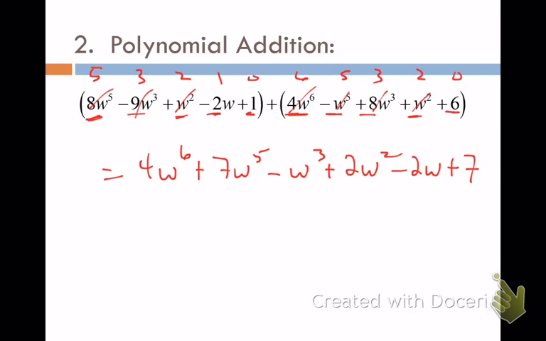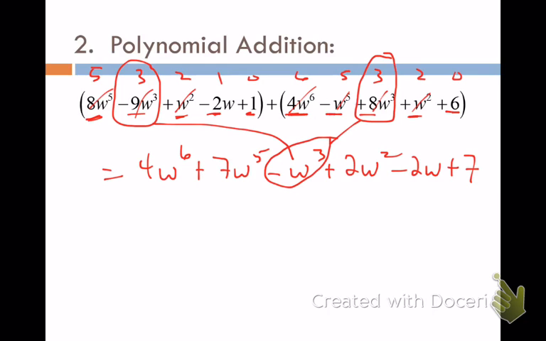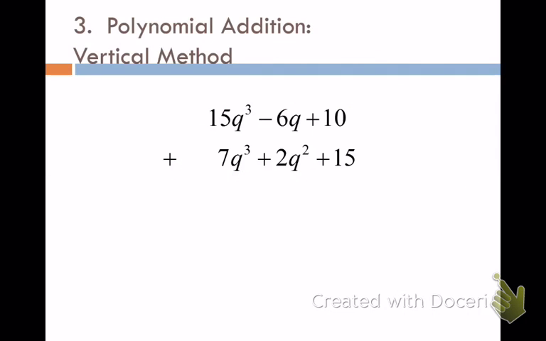Now, I want you to pay attention to the fact that when I add two monomials with the same degree, the exponent did not change. The only way we change exponents is if we multiply, divide, or raise a power to a power. So I only want to add the coefficients, not the exponents. All right. Moving on.